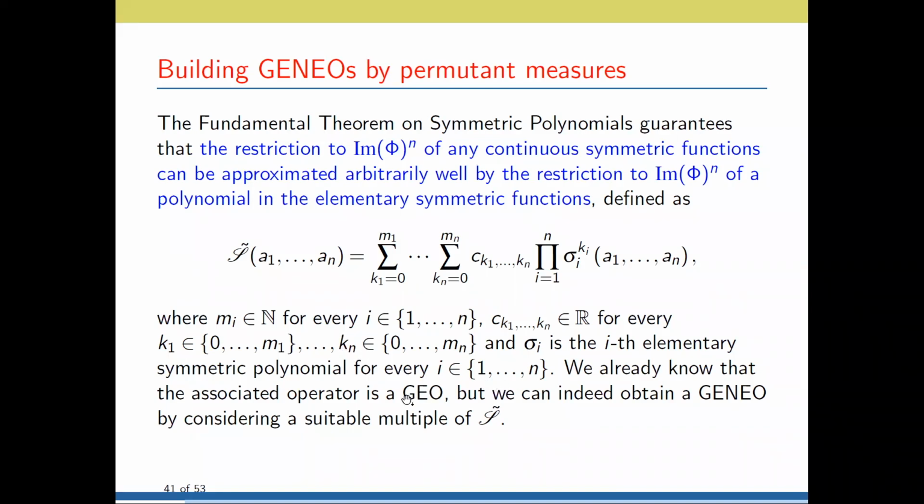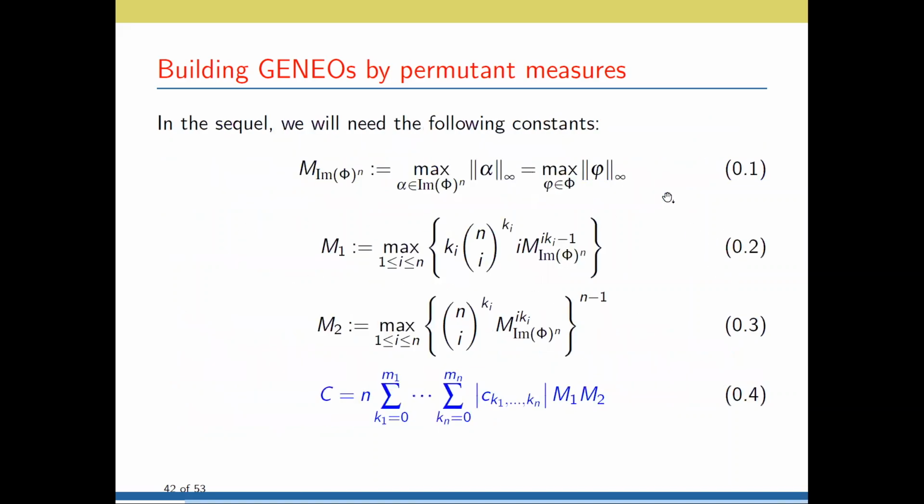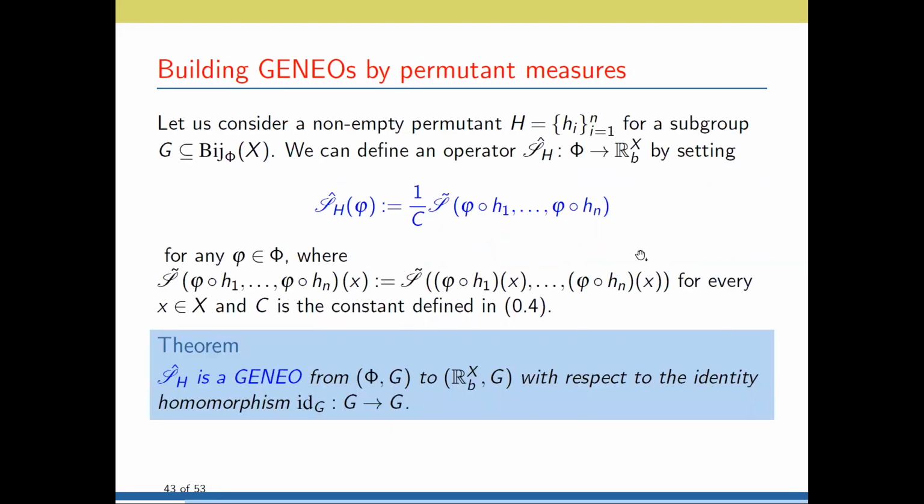We already know that the associated operator is a GEO, but we can indeed obtain a GENEO by considering a suitable multiple of S tilde, of this function. In order to do that, we need some constant. I skip the mathematical details, just focus on the way that we can define the constant C by this formula that refers to these three formulas. And when we have computed C, we can proceed this way. If you take the previous operator, that is a GEO, and you divide it by C, you obtain a GENEO.